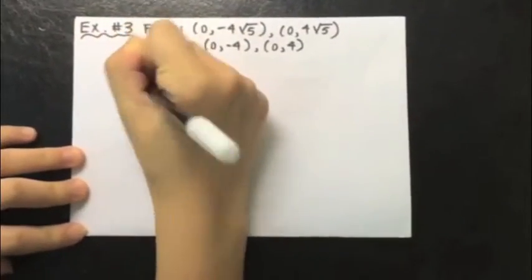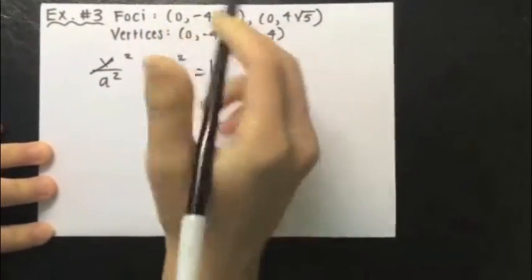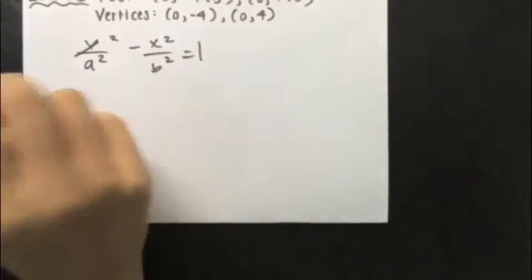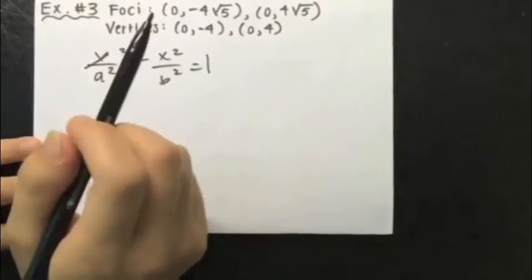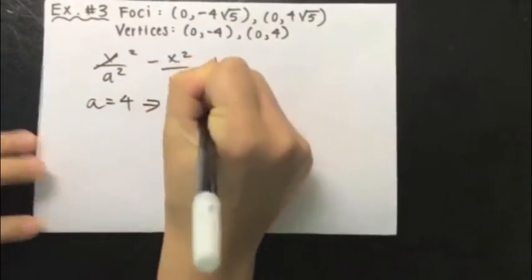So we know what equation to use because both the vertices and the foci lie upon the y-axis. And a is the distance from the center to either of the vertices, so we're squaring a, and a equals 4, so that means that a squared equals 16.